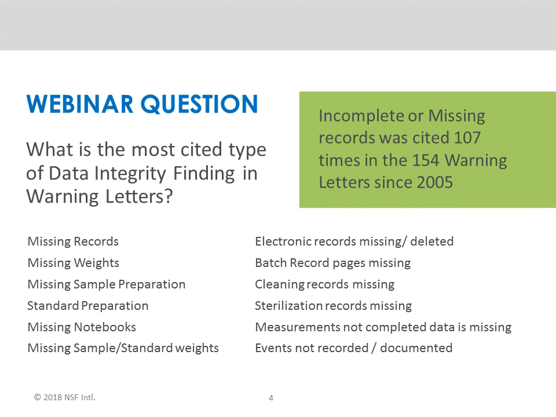So examples of these include just missing information, such as the sample preparation or the standard preparation is not documented in the notebook. The weight supporting those preparations is not available. Sometimes we're missing entire notebooks. Sometimes entire batch records are missing or pages of the batch records are missing. Cleaning records, sterilization records, and this is by no means an exhaustive list, but this is to illustrate the type of issues that FDA is finding and citing in warning letters for missing information.